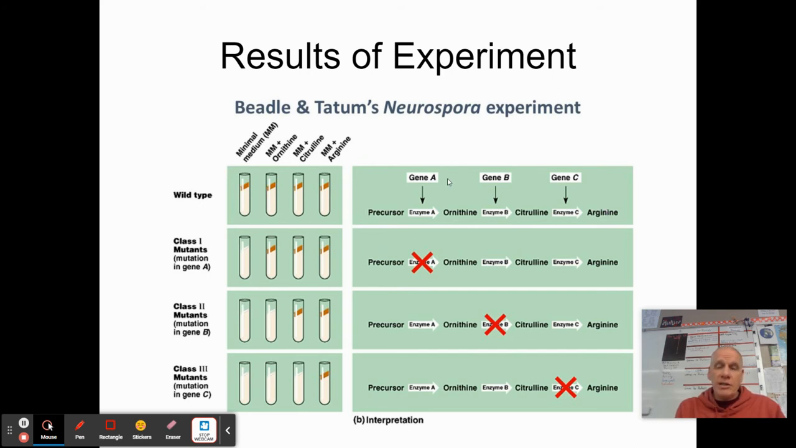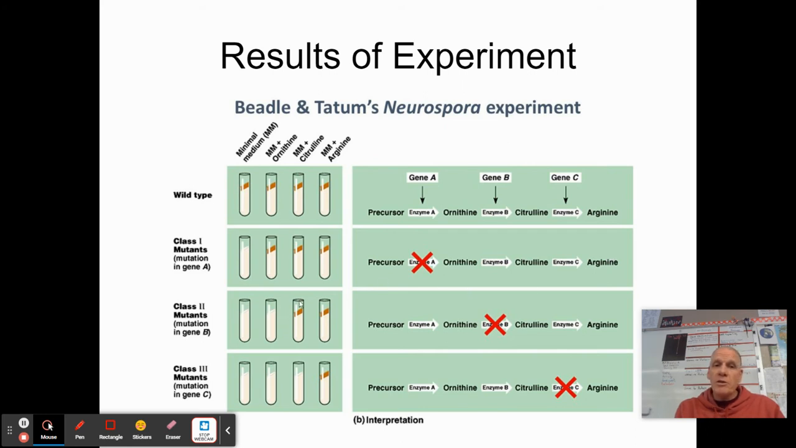So if the mutation is in gene A, they're not going to grow in the minimal media because they can't make arginine. But if I take the minimal media and add ornithine, that's going to allow those mutants to go through and make citrulline, and take citrulline and make arginine, so they can grow.